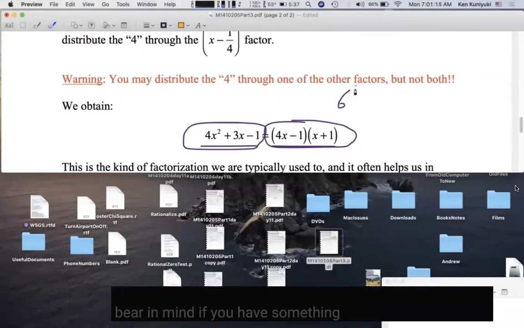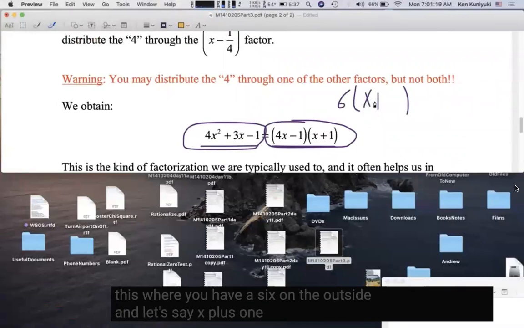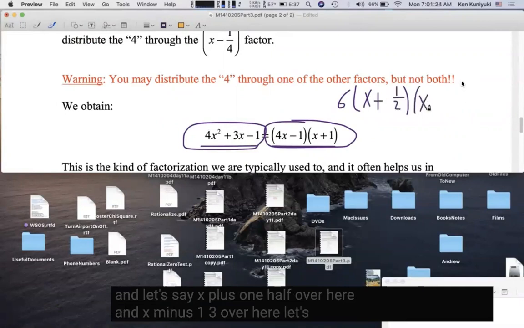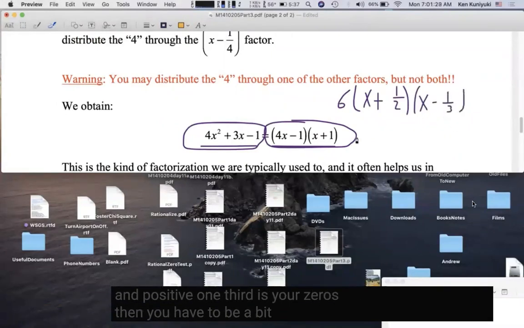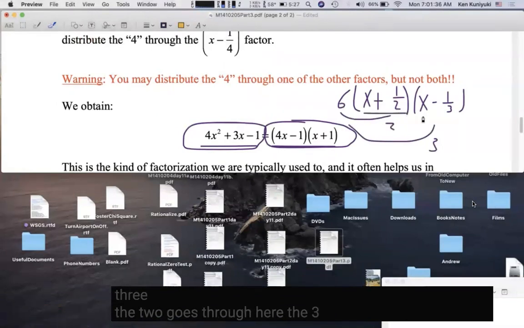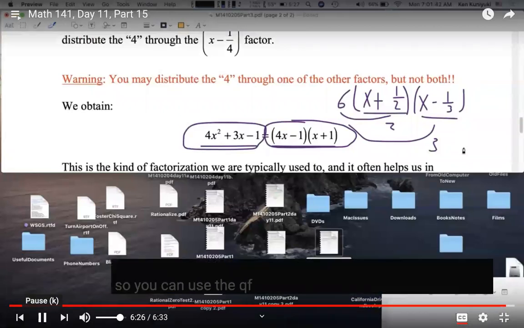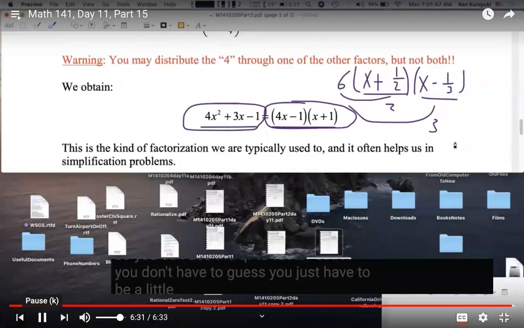Bear in mind, if you have something like this, where you have a 6 on the outside, and let's say x plus 1/2 over here, and x minus 1/3 over here, let's say you got -1/2 and +1/3 as your zeros, then you have to be a bit more creative. Then you can split the 6 as 2 times 3. The 2 goes through here, the 3 goes through here. But you can get factors over Z. So you can use the QF to factor quadratics. You don't have to guess. You just have to be a little clever sometimes.